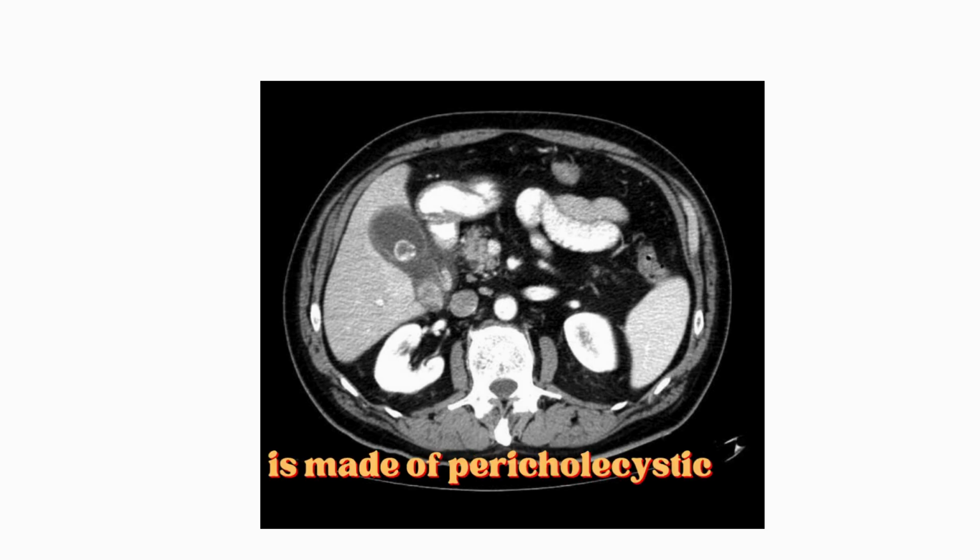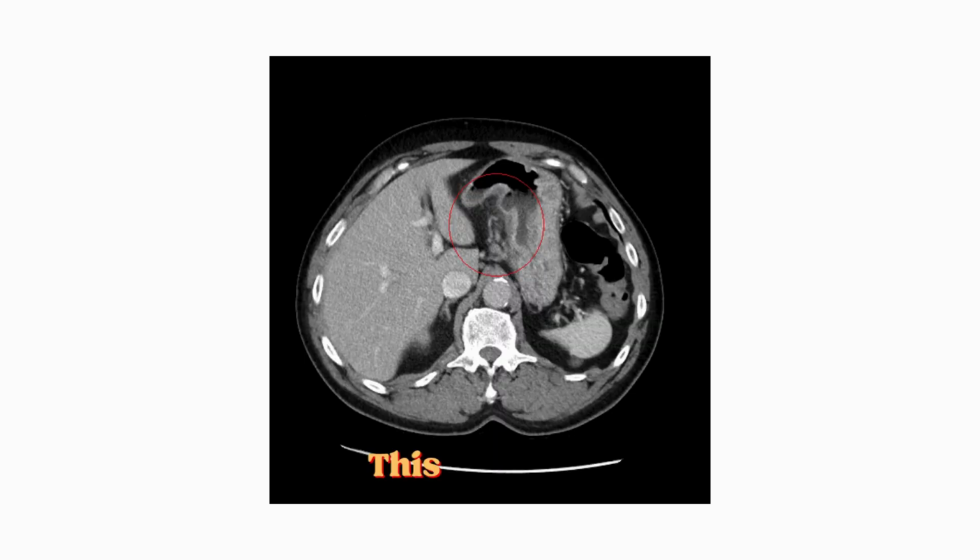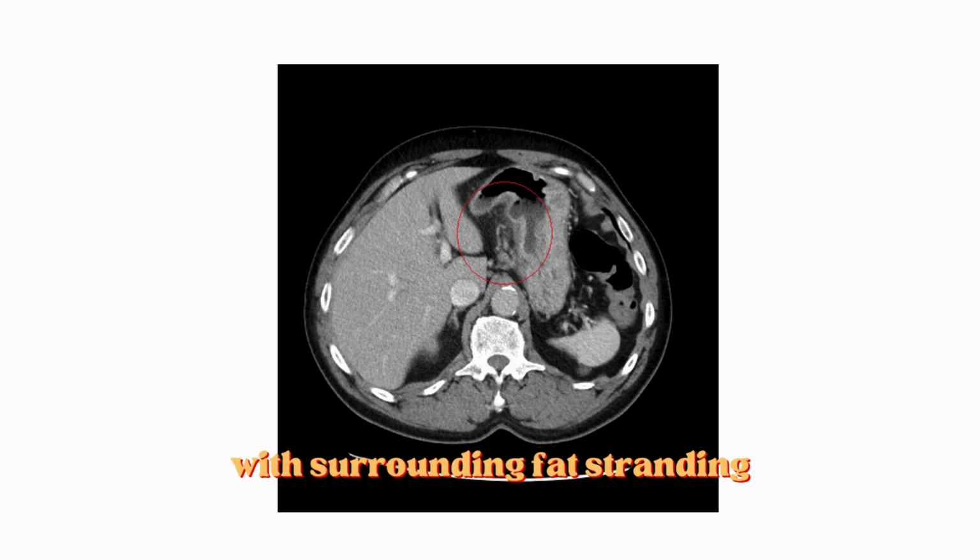Note is made of pericholecystic fluid, gallbladder wall thickening and a gallstone in the gallbladder neck, as well as other non-obstructing calculi, findings that are consistent with acute cholecystitis. This is a single CT axial image of perforated gastric ulcer revealing a focal luminal outpouching with surrounding fat stranding along the lesser curvature of the stomach. No free air or free fluid.